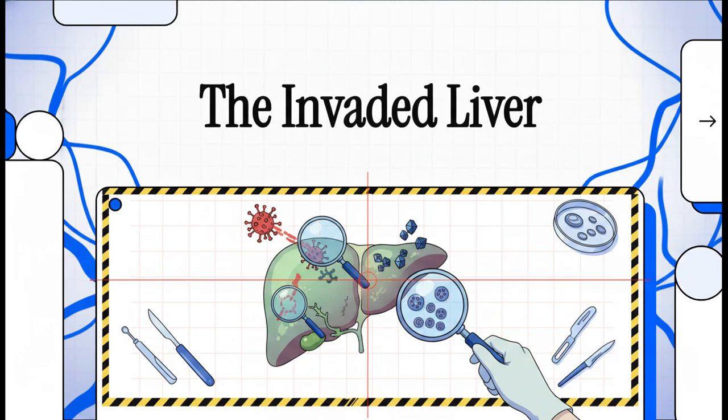Welcome to this explainer. If you've ever stared at dense pathology notes and felt like you were trying to decode an ancient foreign language, you are definitely not alone. Today, we're going to change that. We're going to treat these intricate pathological records exactly like a crime scene investigation. And by the time we wrap up, you'll see exactly how diseases, viruses, and toxins leave highly specific microscopic fingerprints right there on the liver.